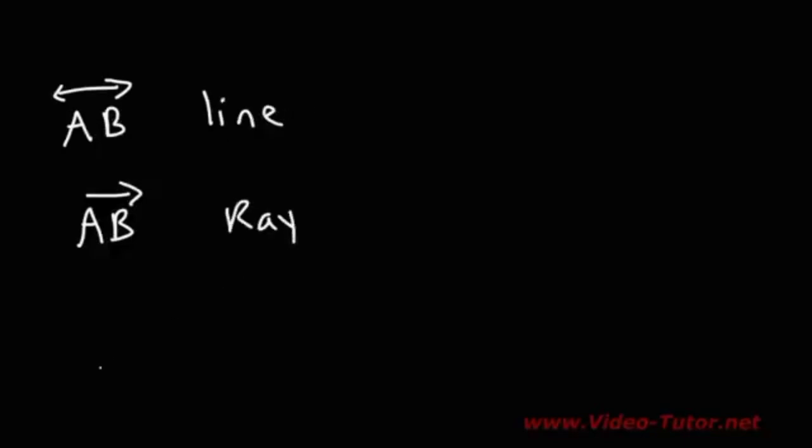If you see this, this means line AB. If you see this with one arrow, it means ray AB. So a line can go in both directions. A ray points in one direction. And if you see this, this is segment AB.